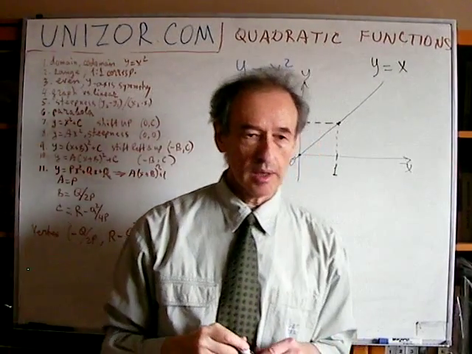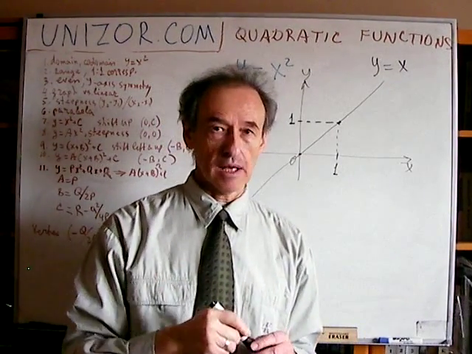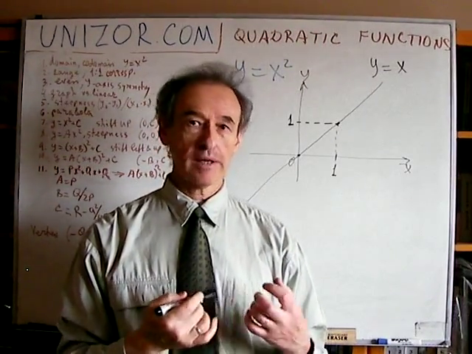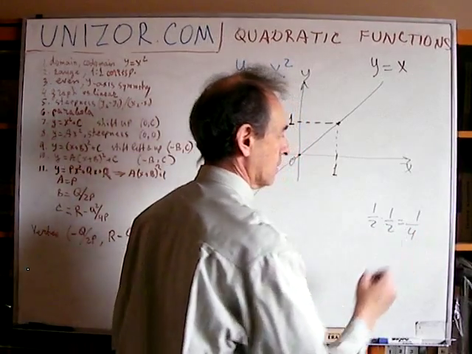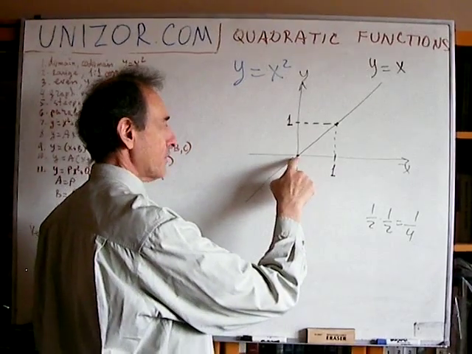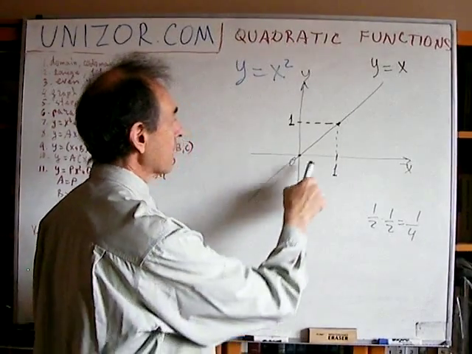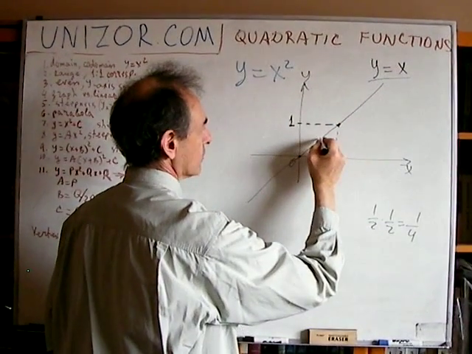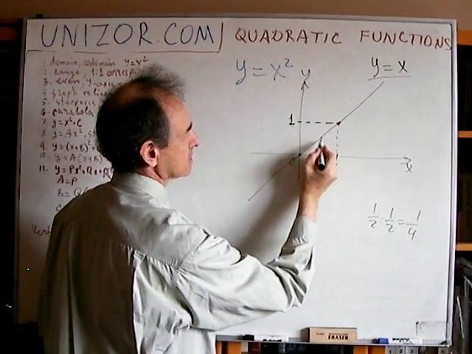If you multiply a value which is less than 1 by itself, which is also less than 1, you will make it smaller, right? For instance, 1 half times 1 half is equal to 1 fourth. So the result is smaller than the argument. So, if my argument is between 0 and 1, the value of my function would be smaller than the argument. In the line y equals x, the value of the function is equal to the value of the argument. This is the argument, and this is the function.